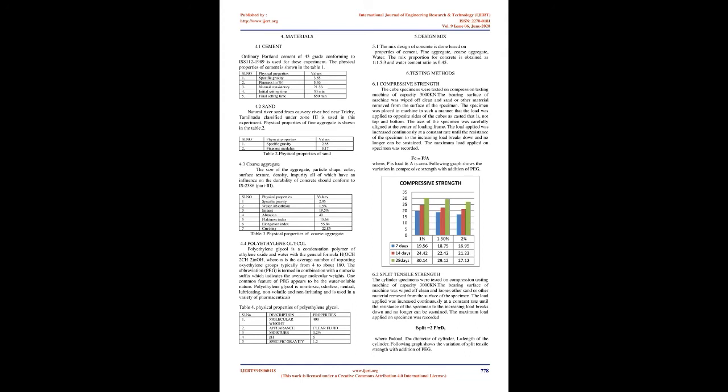Conclusion. 4.4 Polyethylene glycol. Polyethylene glycol is a condensation polymer of ethylene oxide and water with the general formula H(OCH2CH2)nOH, where n is the average number of repeating oxyethylene groups, typically from 4 to about 180. The abbreviation PEG is combined with a numeric suffix which indicates the average molecular weight. One common feature of PEG is its water-soluble nature. Polyethylene glycol is non-toxic, odorless, neutral, lubricating, non-volatile and non-irritating, and is used in a variety of pharmaceuticals.